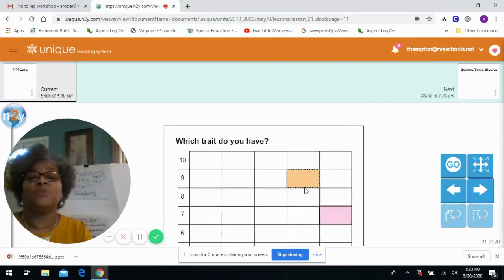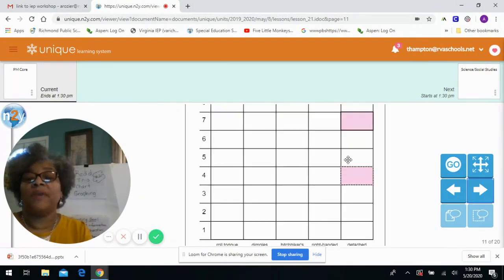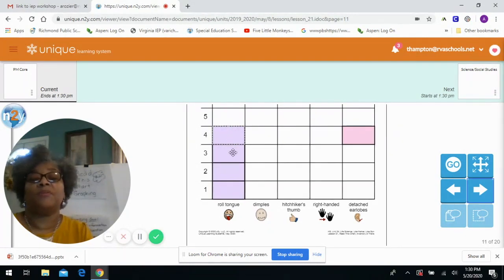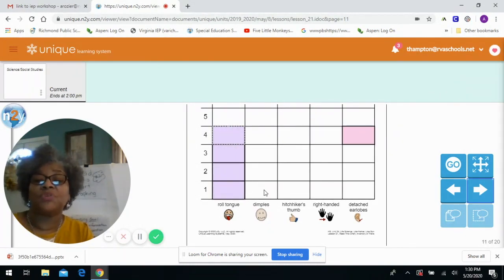All righty. Now, we're talking about traits. When we make traits, we're going to ask people about it. And it says how many people can roll the tongue? Maybe one or two, three people can roll the tongue. How many people have dimples in your classroom? Maybe one. A hitchhiker's thumb.